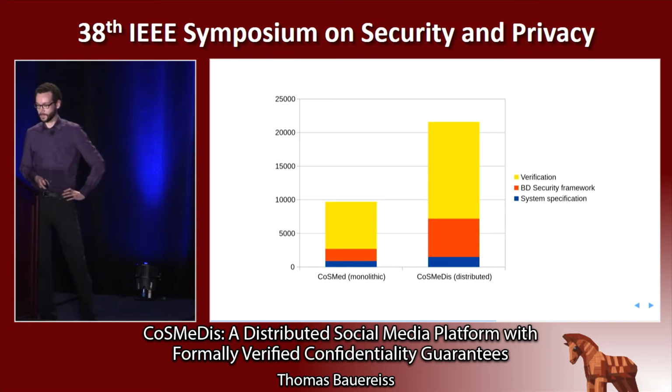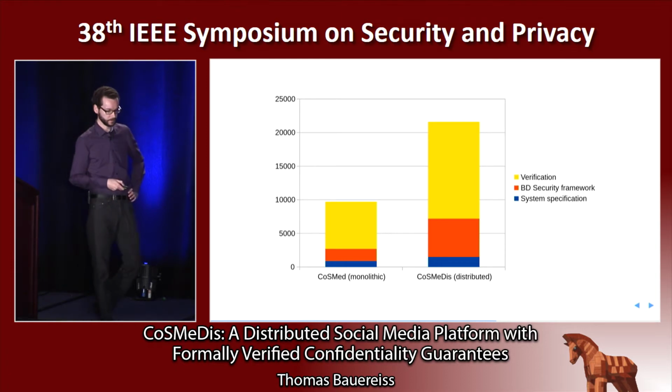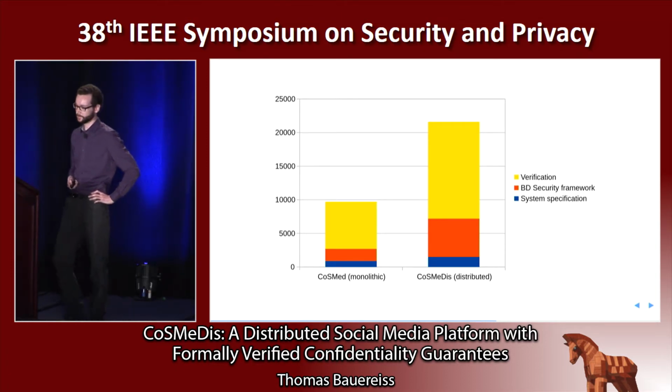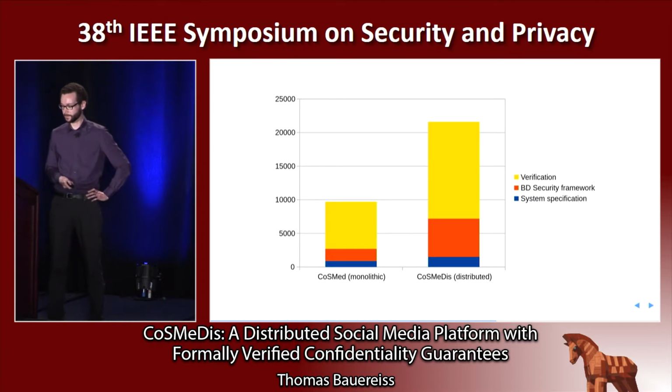And we were able to reuse a lot of the proofs that we had done for the non-distributed system, but it was still a considerable effort to verify this distributed system. So it took us a few person months. So it was not automatic, but it was feasible.